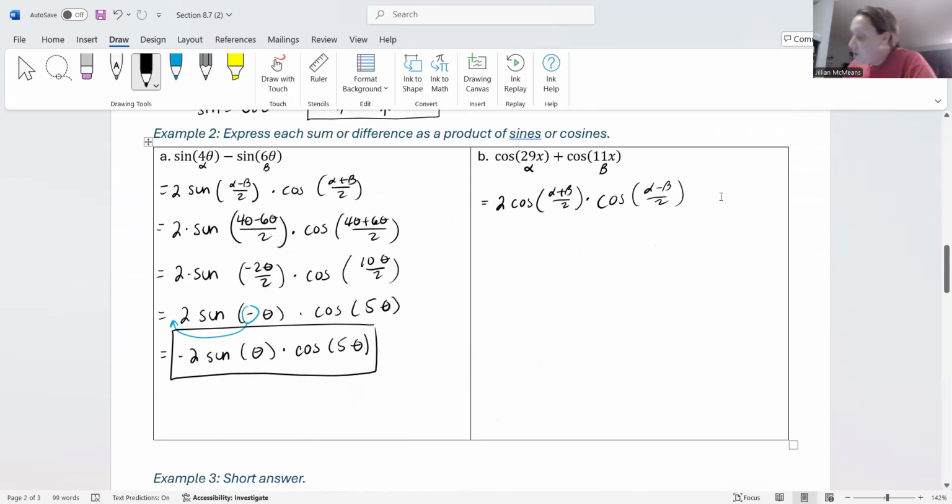All right, so let's start filling in. So we get 2 times cosine of alpha plus beta, so that's 29x plus 11x over 2, times cosine of alpha minus beta, so that's 29x minus 11x all over 2.